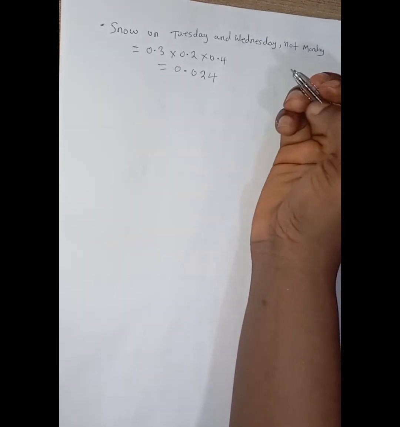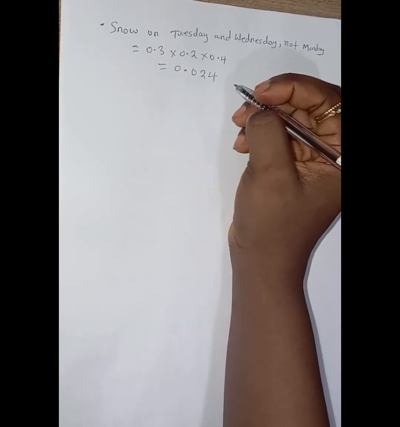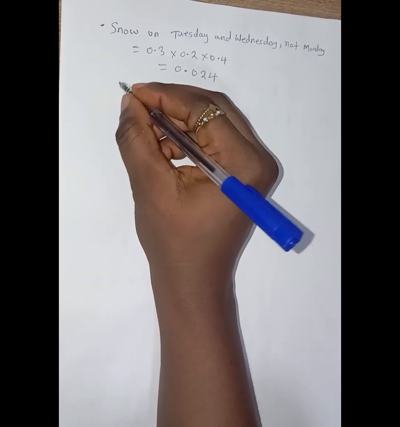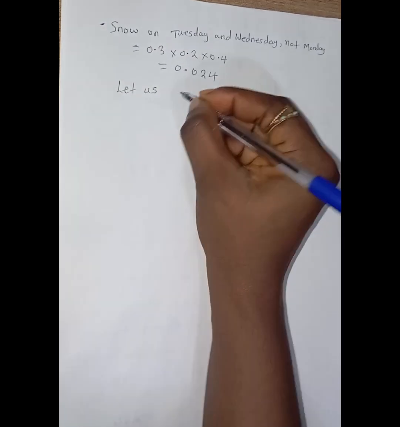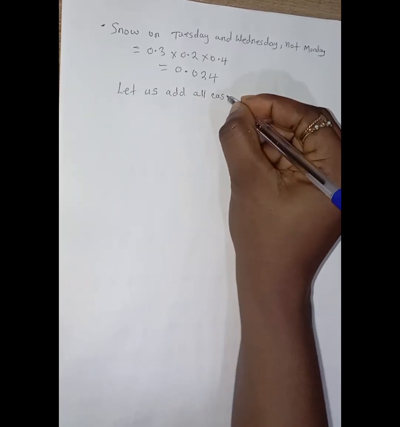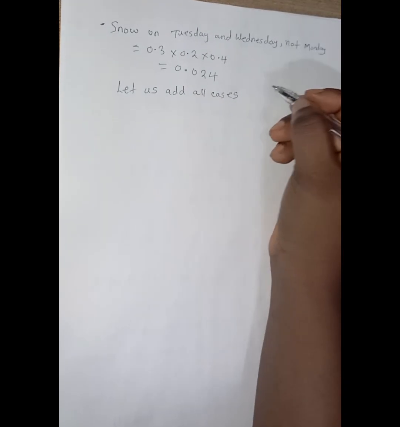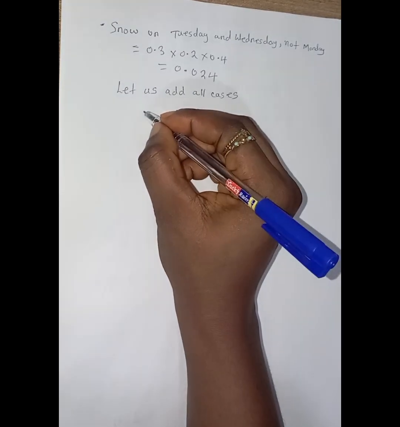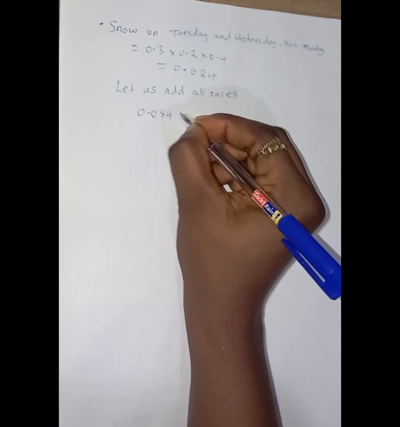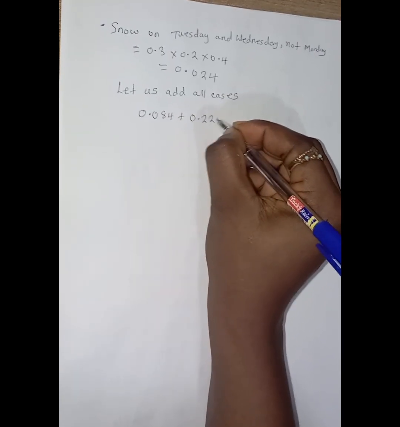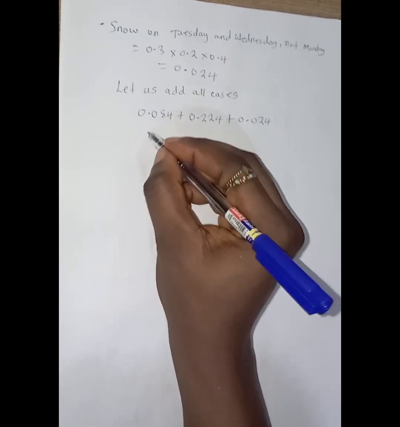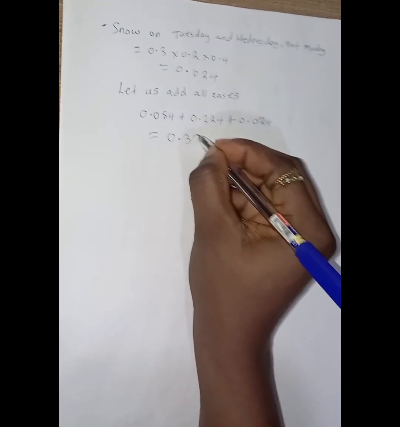Right? Now, the next step is to add all three cases together. Okay? Let's add all the three cases together. Which is going to give us 0.084 plus 0.224 plus 0.024, which is equal to 0.332.